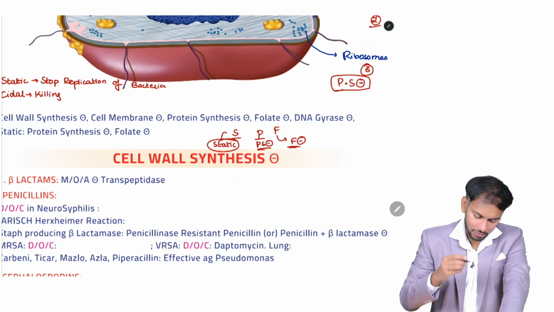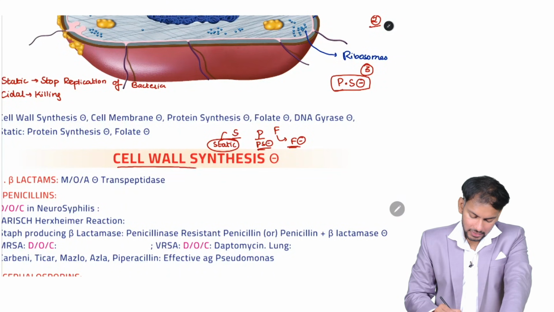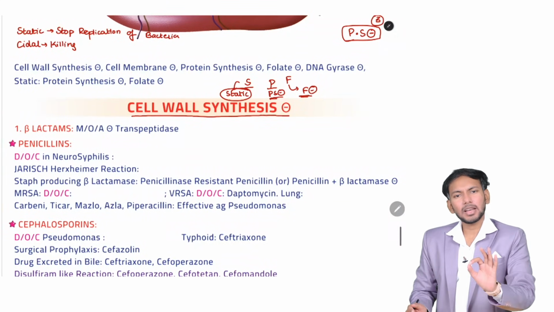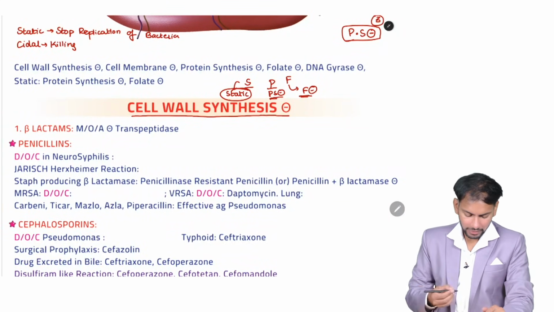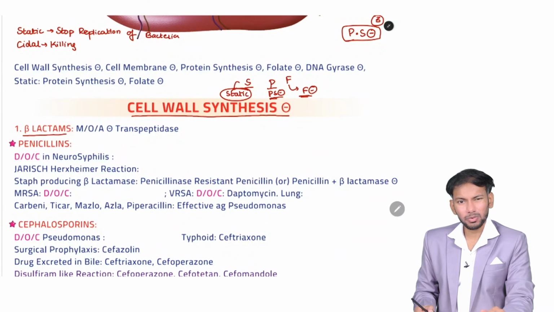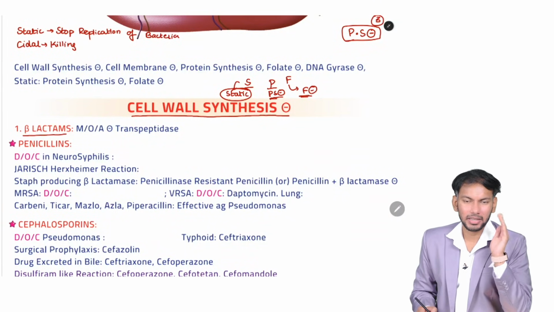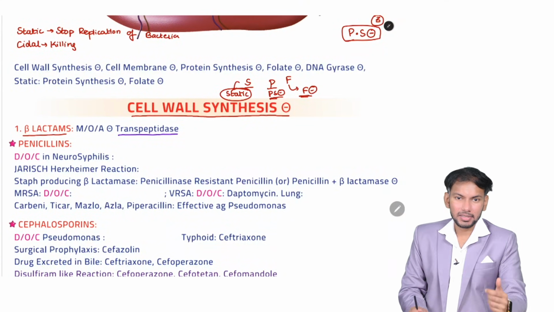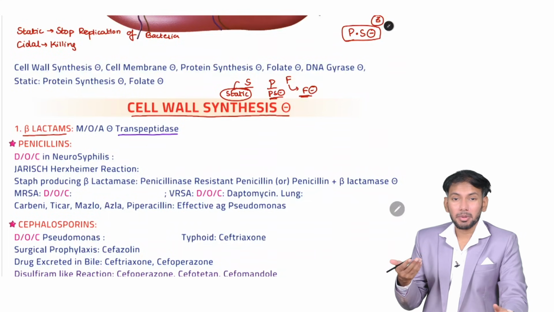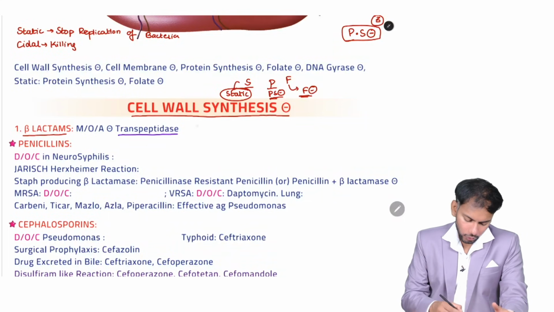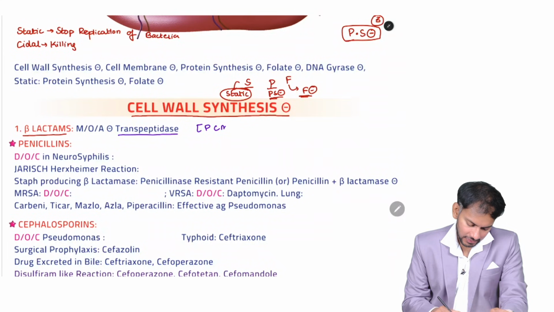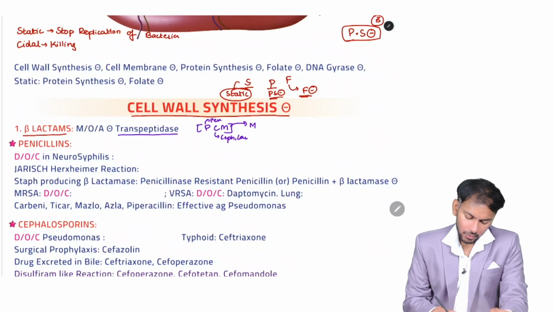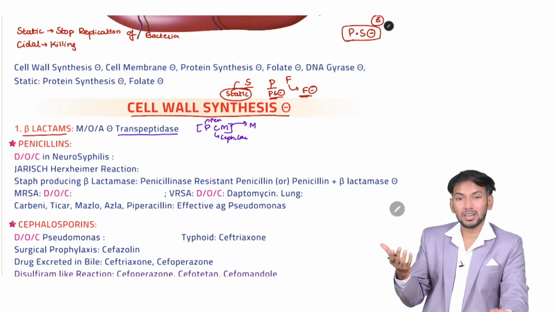Now first let us start with cell wall synthesis inhibitors. In cell wall synthesis inhibitors, the first class of drug that we have is beta-lactam. How does it work? It works by blocking the cross-linking. That is what is known as transpeptidase. In this we have penicillins, cephalosporins, carbapenems and monobactams. So you can remember it as PCM. P is for penicillin, C is for cephalosporin and carbapenem, M is for monobactam. So these are the drugs in beta-lactams.